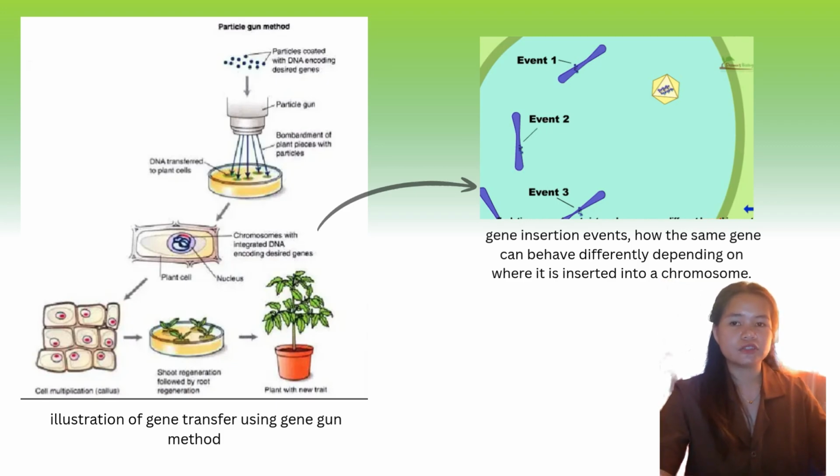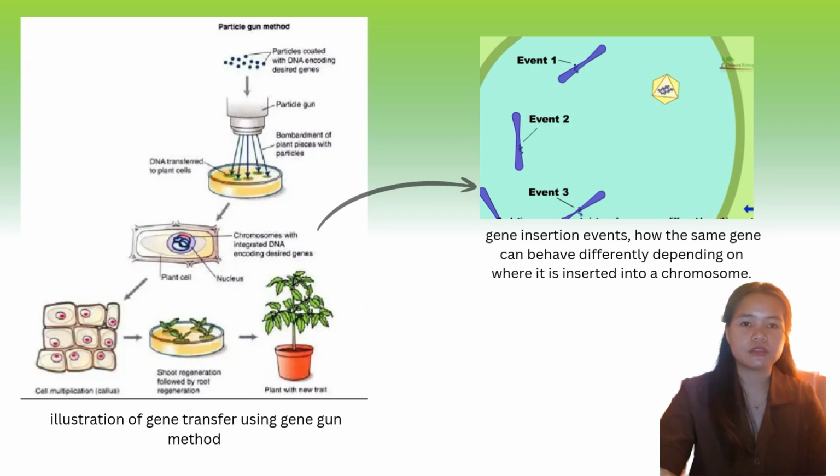In this slide is the illustration of gene transfer using the gene gun method in a plant cell. When the tiny DNA-coated particles enter the target cell, inside the nucleus, there are gene insertion events. This event is how the same gene can behave differently depending on where it is inserted into the chromosome.